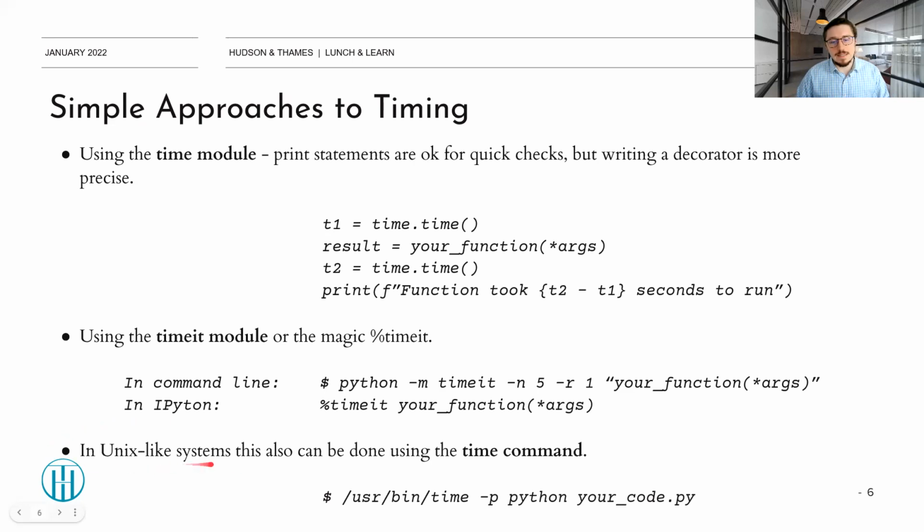Also, in Unix-like systems, you can just use the system time command with /usr/bin/time -p python and your code.py. And in this case, you'll get just a system overview of how long it took for your code to run. It may be useful if your code is heavy on imports, exports, and maybe there's a lot of stuff going on. And it's much better to run it as a whole script rather than just a single function.